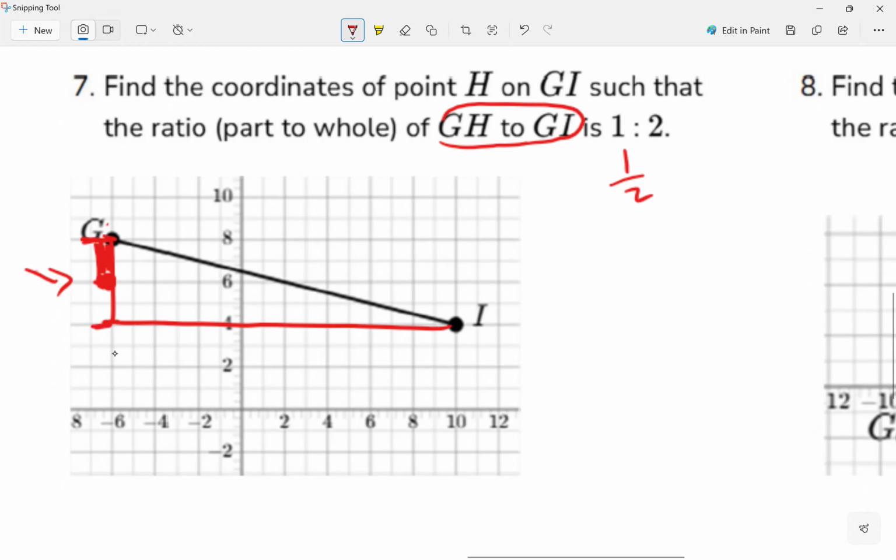Now, how about on this other side? The distance between -6 and 10 is 16, right? So I need to count 8. So let's see, I'm going to break it into 2 parts. And see, 1, 2, 3, 4, 5, 6, 7, 8. And the other side, 1, 2, 3, 4, 5, 6, 7, 8. Okay, I cut it in half. And I'm going to use one of those two. I'm going to use the half.